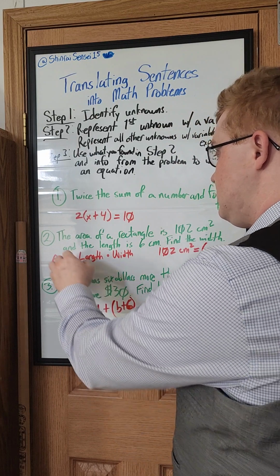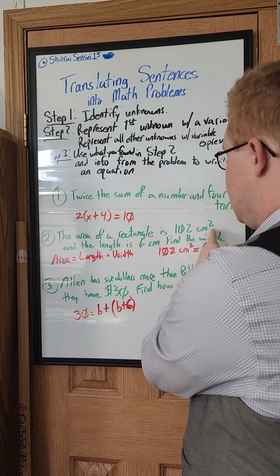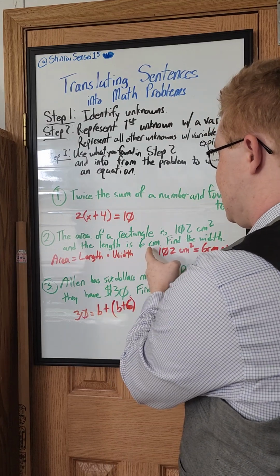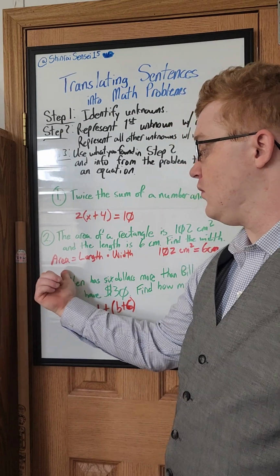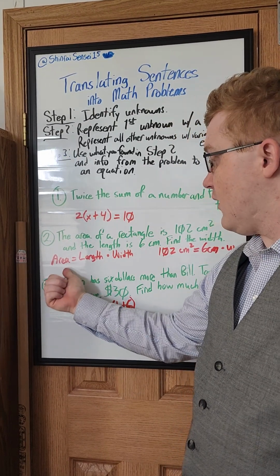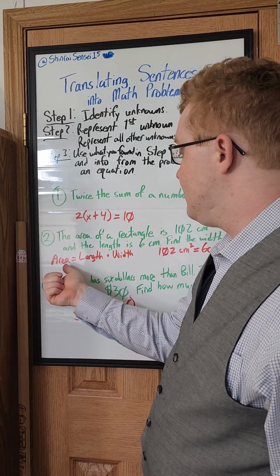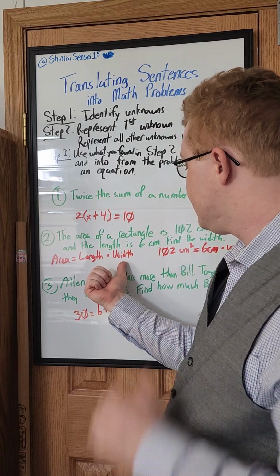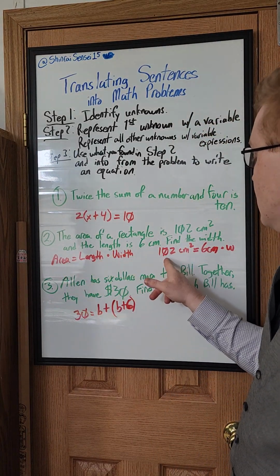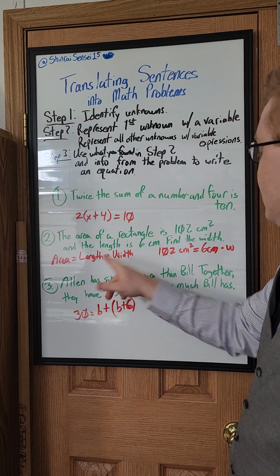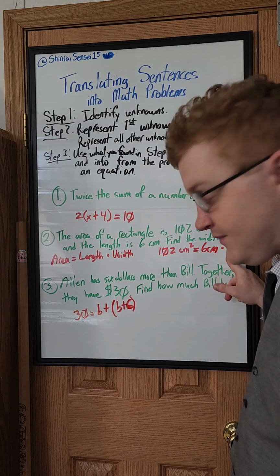Now, example number 2. The area of a rectangle is 102 centimeters squared, and the length is 6 centimeters. Find the width. So first you have to know what the formula for area is, which in the case of a rectangle or any other parallelogram is length times width, right? Then you just have to substitute the values in accordingly. So area, 102 centimeters squared, is equal to length, 6 centimeters, times width, which is unknown, so we put W. Okay?